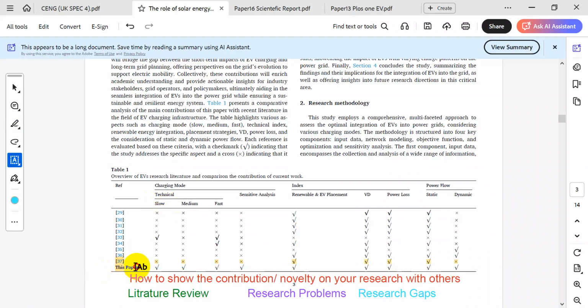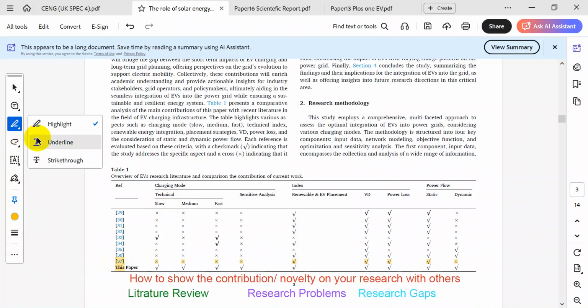Okay, this researcher said. Let me change the color. Okay, highlight. Okay, this is the paper. And it is compared with the 10 papers or 6, 7 papers here. For example, this car using this feature, slow, medium, and fast, for example, for charging. And for example, this paper doesn't consider this feature. But how about this paper, does it consider this feature?